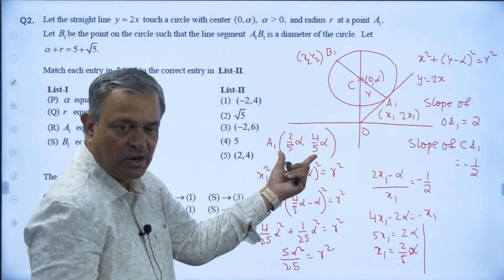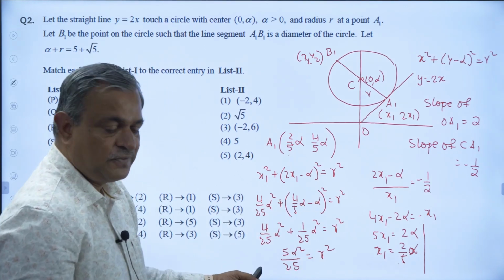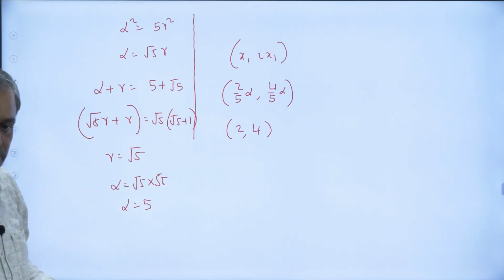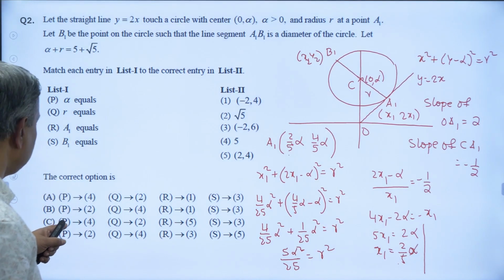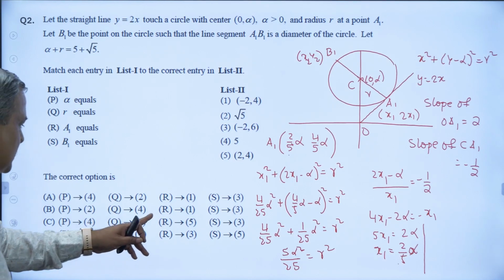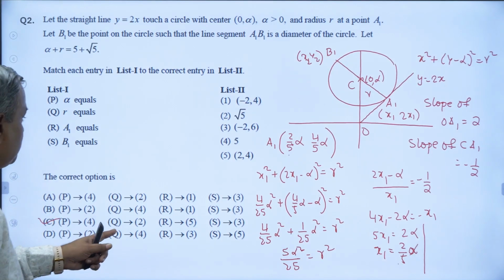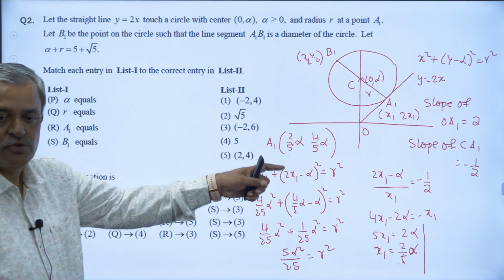Once we got this relation, we got the point A1. That A1 we substitute in the circle equation, so you get a relation between alpha and R. If you observe very carefully which option is coming: P is alpha equal to 5, Q is R equal to root 5, A1 is 2 comma 4. This option is correct, option C: P4, Q2, R5, S3, where S3 is minus 2 comma 6.